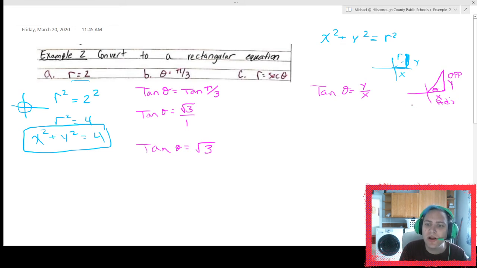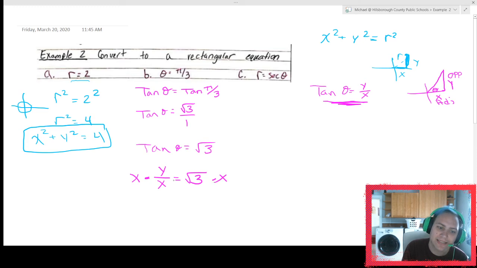Once you get to this step, since we know that tangent of theta is equal to y over x, what I'm going to do is take out the tangent of theta and replace it with y over x. So I end up with y over x equals radical 3. And my last step, multiply this side and this side by x. That cancels, and I get y is equal to the square root of 3.